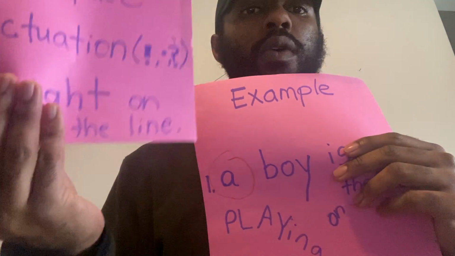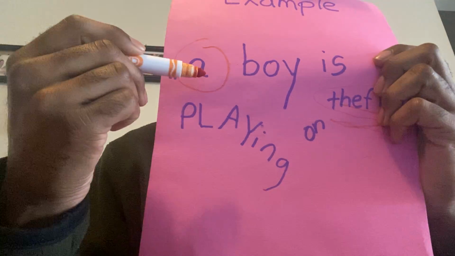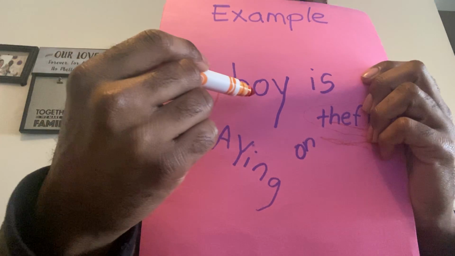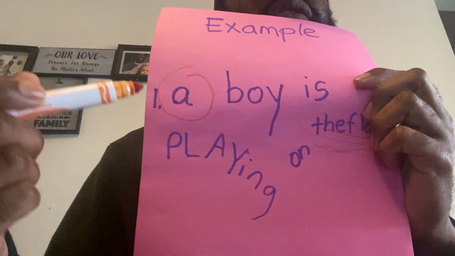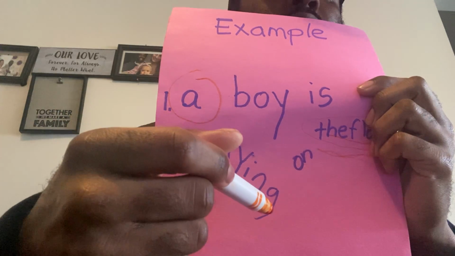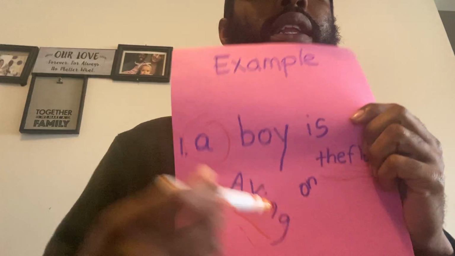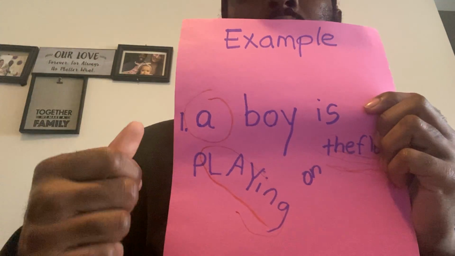Rule number 4, last one, straight line. Are all of these words on a straight line? A is on a straight line, boy is on a straight line, is on a straight line, but playing, playing looks like it's falling down. And remember, our words are supposed to be on a straight line.